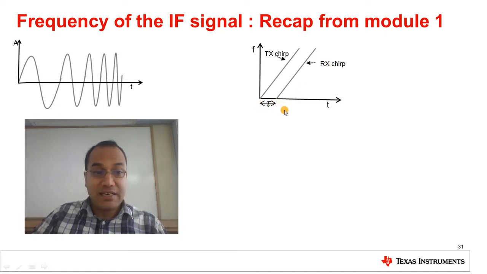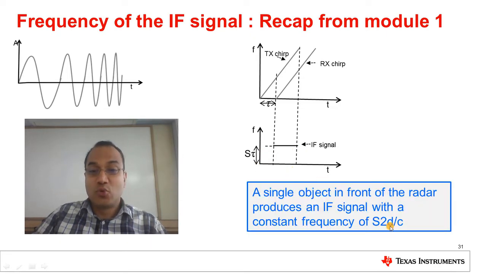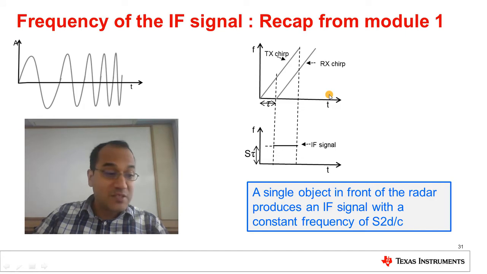The transmit signal and the reflected signal are mixed in a mixer to create an IF signal which has a constant frequency of Sτ, or equivalently 2Sd/c, where d is the distance of the object to the radar. So in Module 1, we used the FT plot to analyze the relationship between the frequency of the IF signal and the distance to the object. In this module, we are going to use the AT plot to analyze the relationship between the phase of the IF signal and the distance to the object.